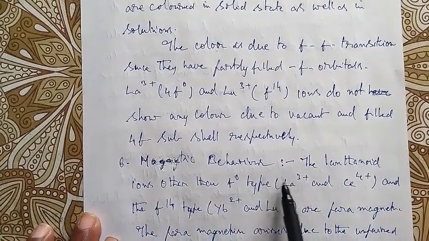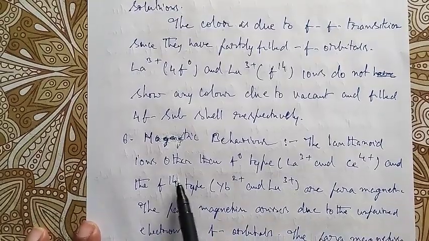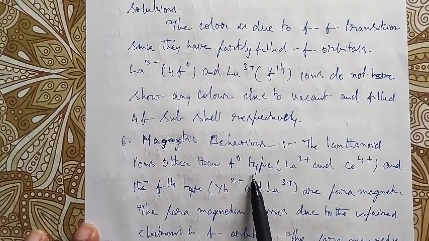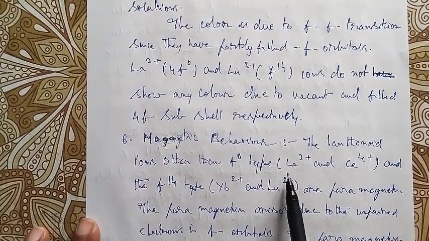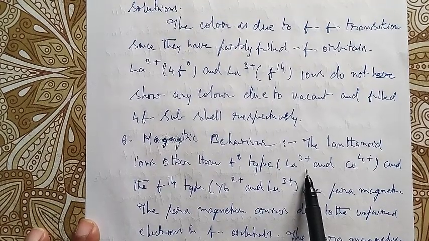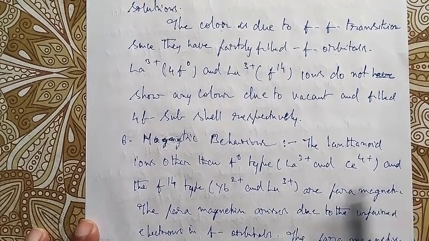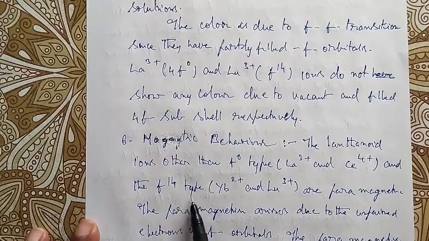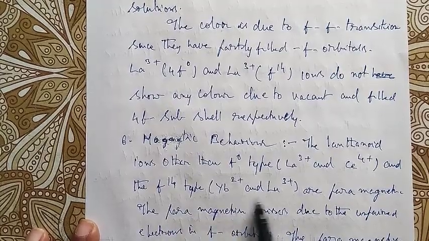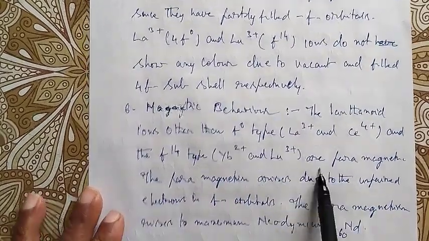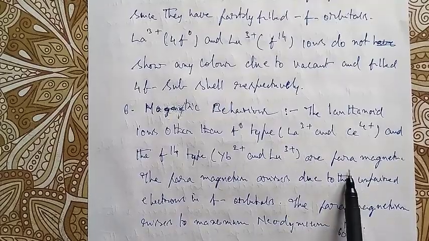The magnetic behavior. The lanthanoid ions other than f0 type, present in lanthanum 3+ and cerium 4+, and f14 type ions, ytterbium 2+ and lutetium 3+, are paramagnetic.